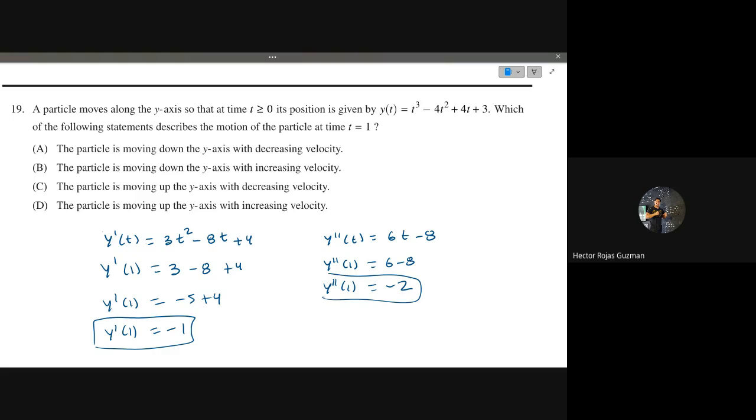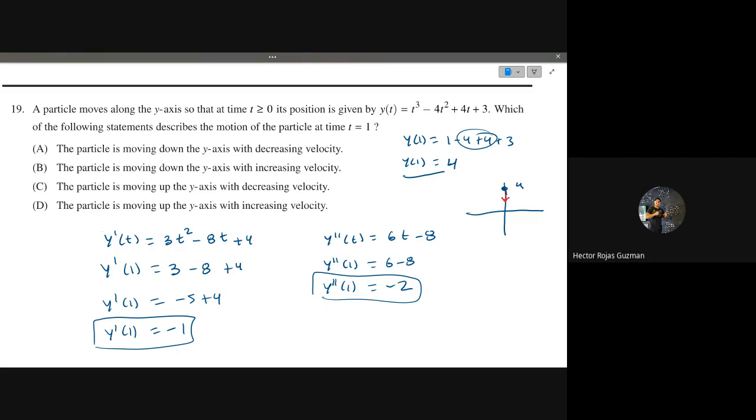One last thing I'm going to check: the original position. Y of 1 equals 1 minus 4 plus 4 plus 3. These cancel. Y of 1 is equal to 4. So if you have the x-axis and the y-axis, the particle starts at 4. And because the velocity is negative, that means the particle is moving down.